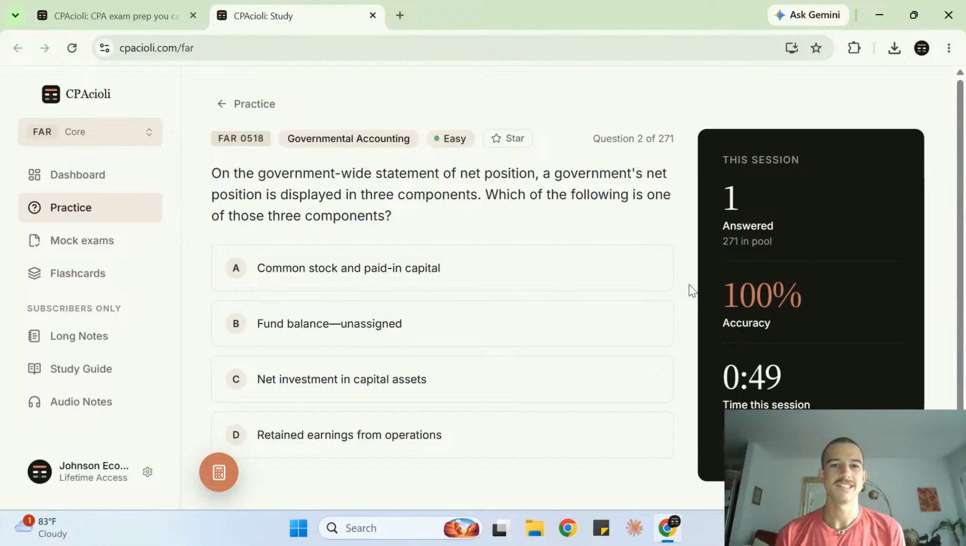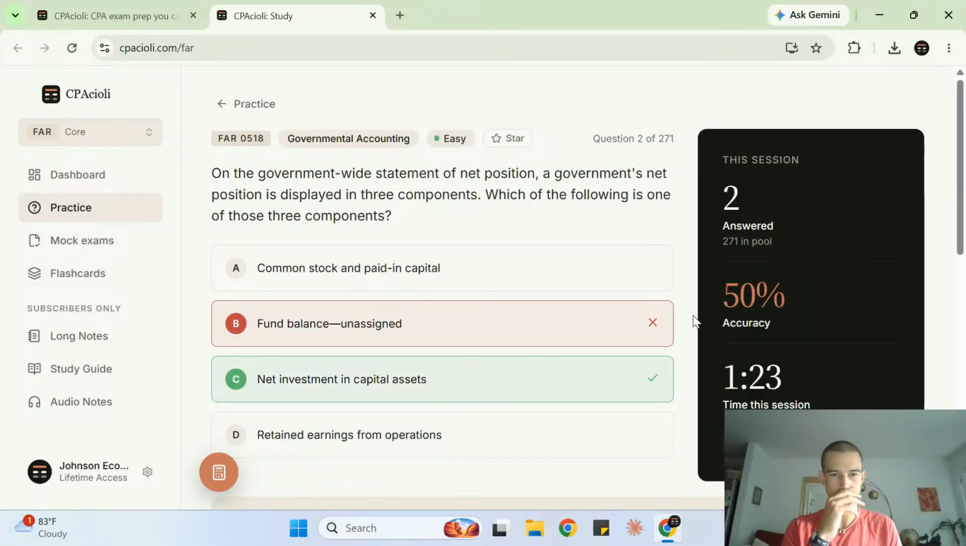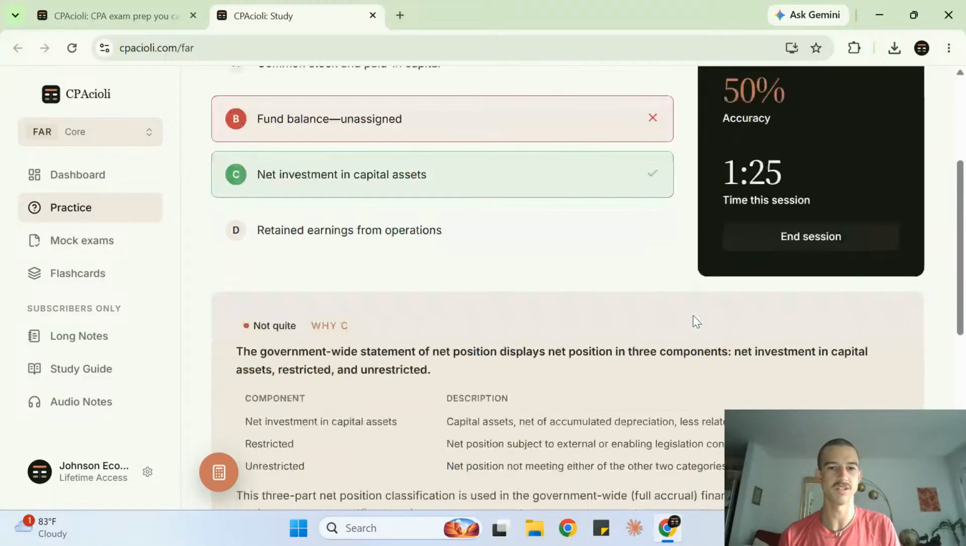On the government-wide statement of net position, a government's net position is displayed in 3 components. Which of the following is one of those 3 components? So net position, I believe, is the government's version of a balance sheet. So I believe it would be B. Shoot. Okay, net investment in capital assets. All right, let's see.